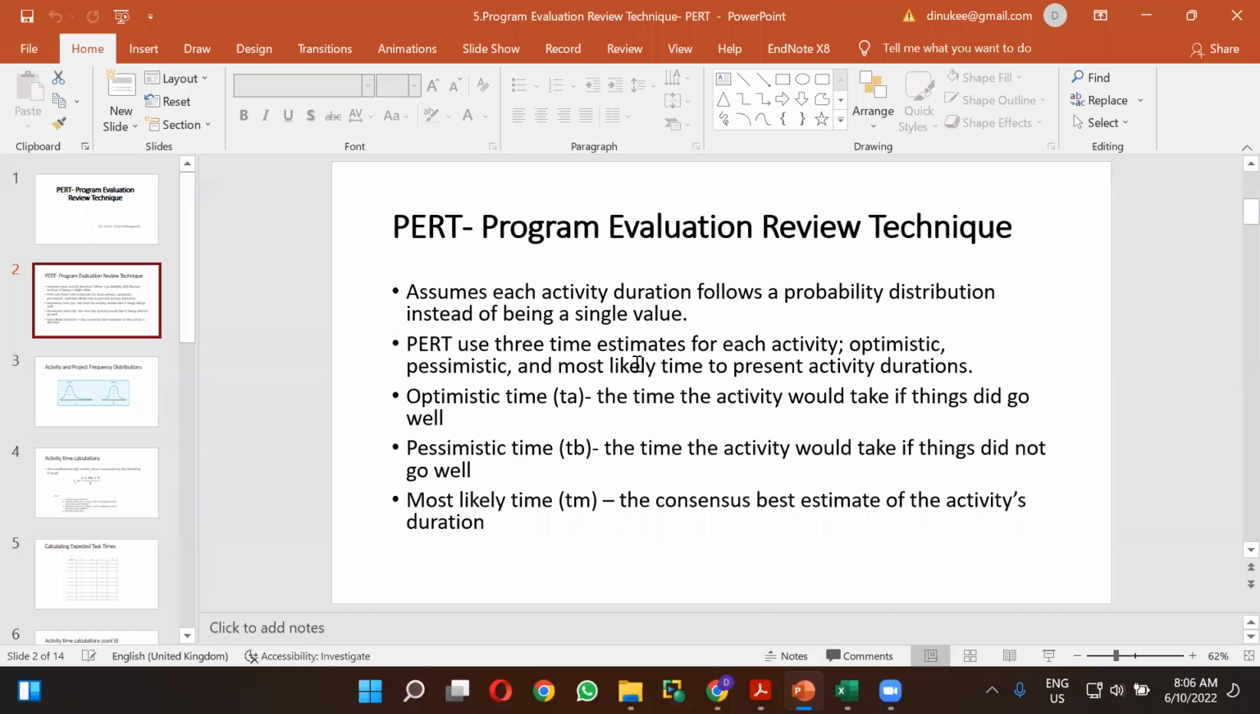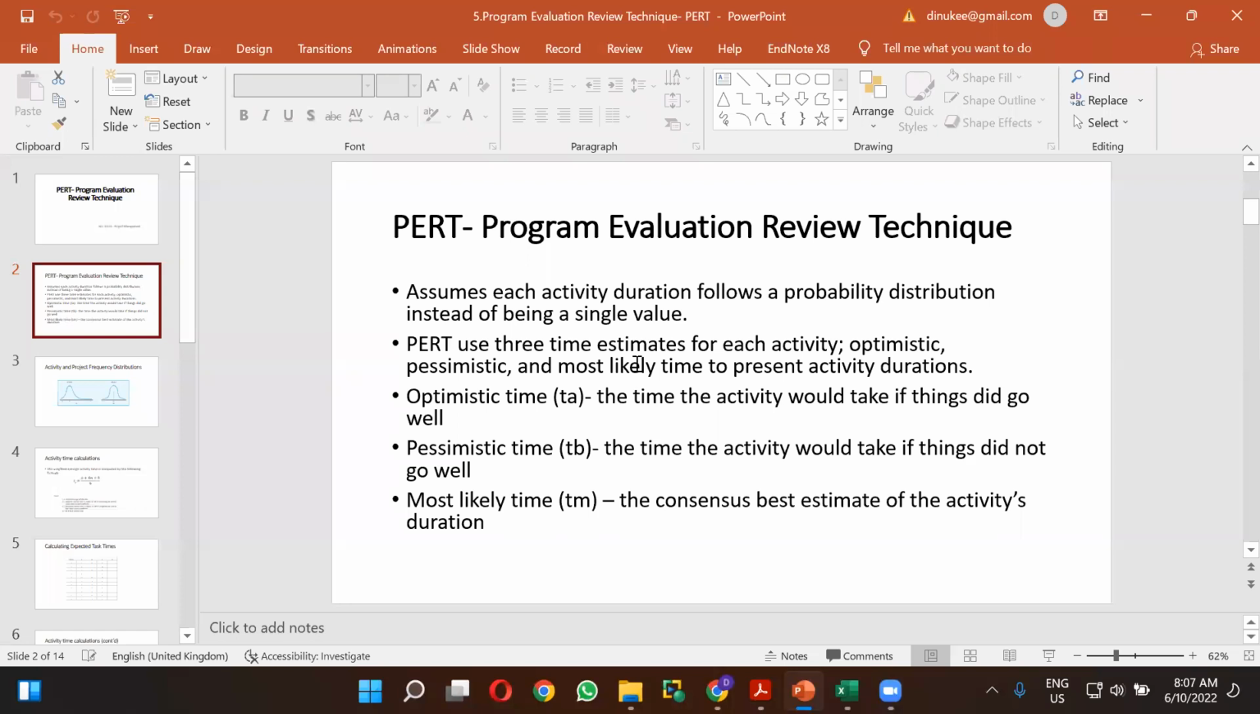But the pessimistic time is the complete opposite of the optimistic time. In the pessimistic time, we assume that all the things might go wrong, and it may take a much longer time compared to the optimistic time. And there can be another time, which we call the most likely time. So we give the middle time between the optimistic time and the pessimistic time, right?